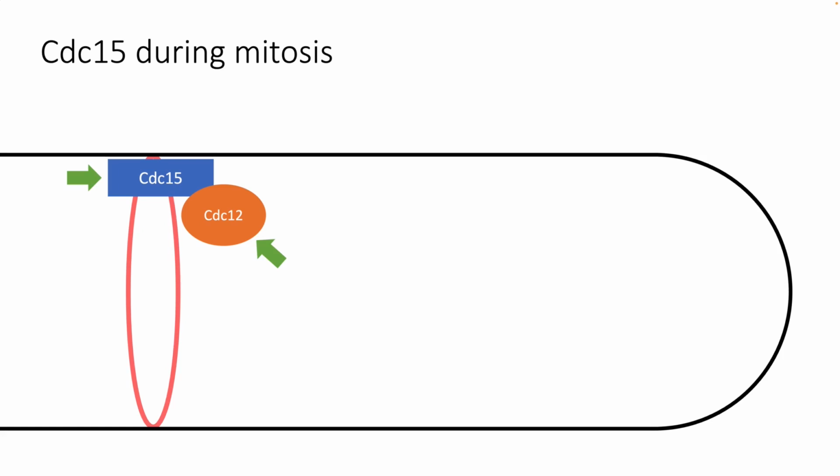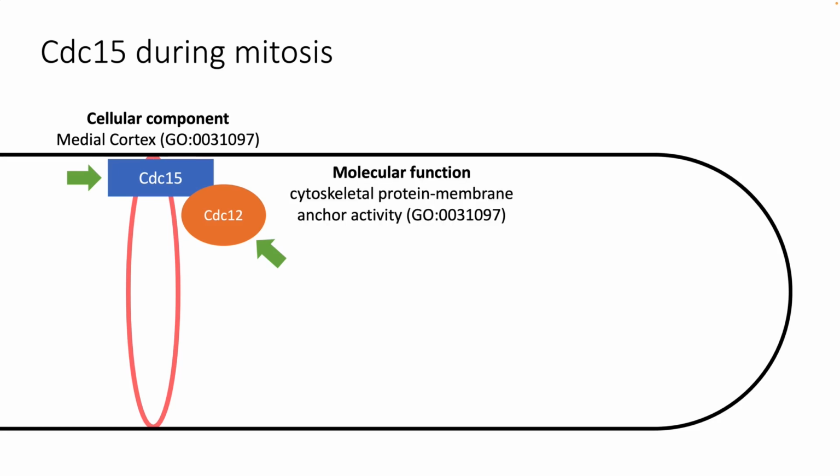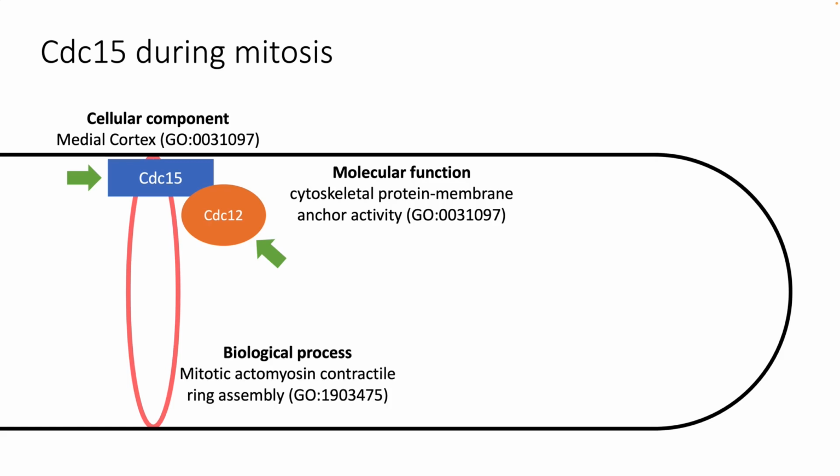We've mentioned that CDC15 is recruited to the medial cortex, which is a cellular component, and that it recruits CDC12. This is a molecular function, cytoskeleton protein membrane anchor activity. Finally, this activity is involved in the biological process mitotic actomyosin contractile ring assembly. All this occurs during mitotic M phase, which is a special type of biological process.